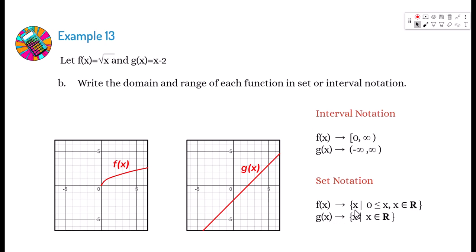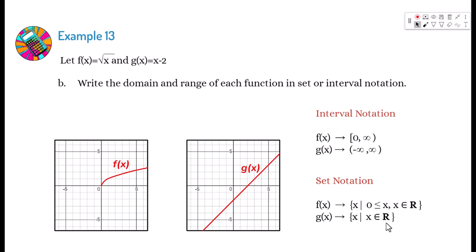And in set notation for the domain, we would put that one here. Sorry, f of x has a domain of x such that, that's what the line means, 0 is less than or equal to x, where x is an element of the real numbers. And for g of x, x is an element of the real numbers.